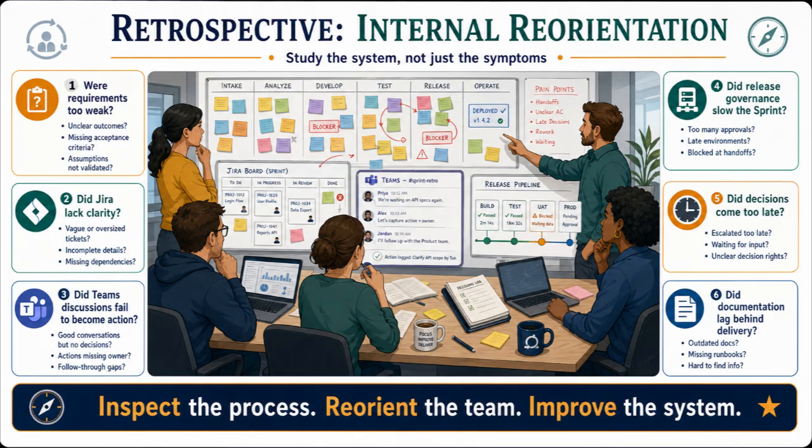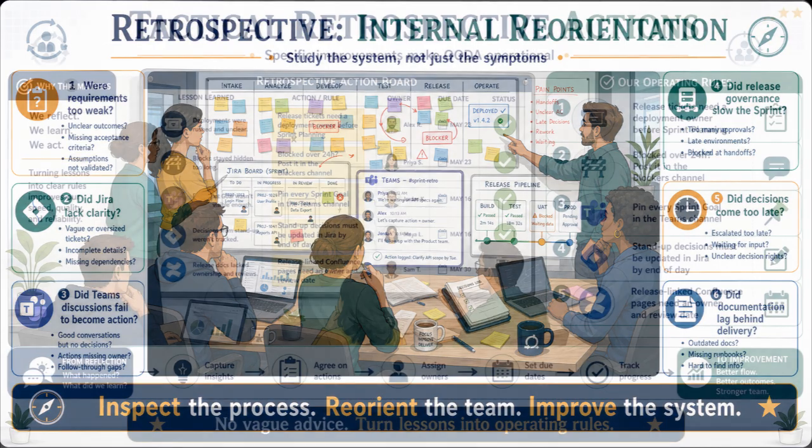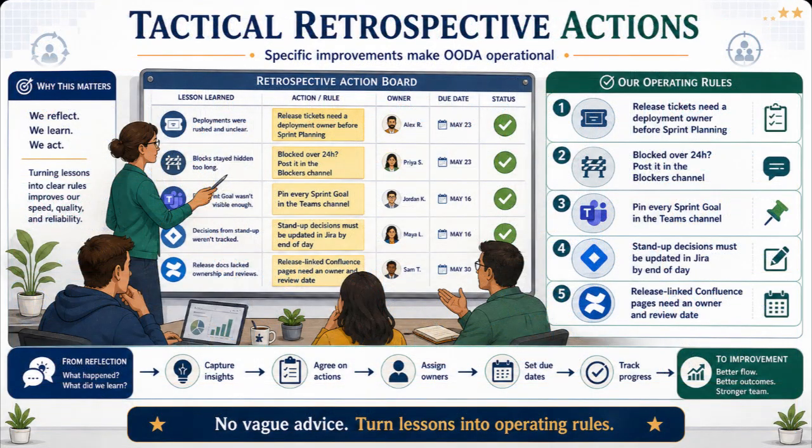That is useless. A tactical retrospective produces actions such as: all release related tickets must have a deployment owner before sprint planning. Any ticket blocked for more than 24 hours must be posted in the blockers channel. Every sprint goal must be pinned in the team sprint channel. All stand-up decisions must be reflected in Jira by end of day. Any Confluence page linked to a release must have an owner and last reviewed date. That is how OODA becomes operational.